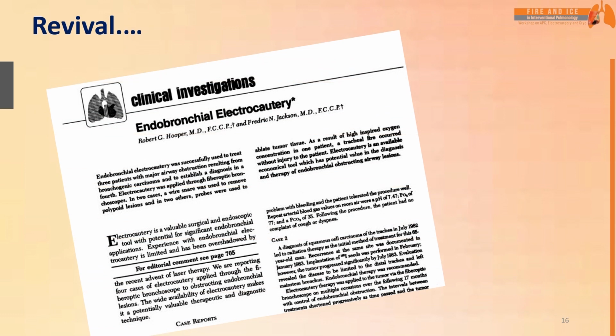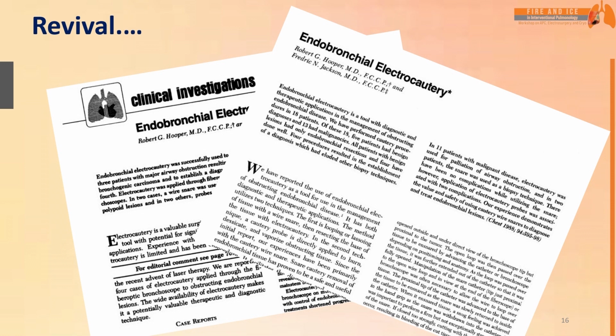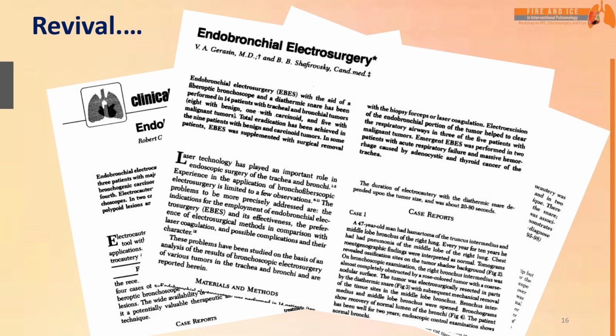Fifty years after the last case of electrocautery for the management of airway obstruction, in 1985, Hooper and Jackson first reported their paper on 4 cases of malignant airway obstruction by use of electrocautery, where in 3 cases they removed malignant airway tumor, and in 1 case there was management of hemoptysis. Three years later, in 1988, they extended their research and published another paper on 18 patients, where 11 patients had malignant airway lesions and 5 had benign lesions, and the rest was carcinoid. All the cases could be managed by use of electrocautery. Meanwhile, in 1986, Gerasim and Shafirovsky published another paper with 14 cases for the management of airway obstruction by use of electrocautery.